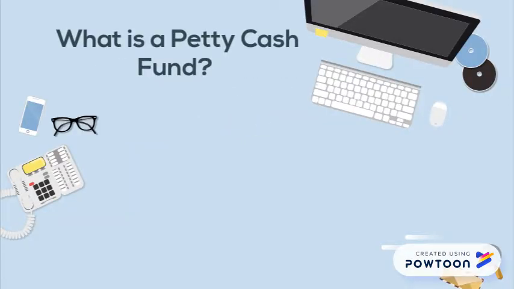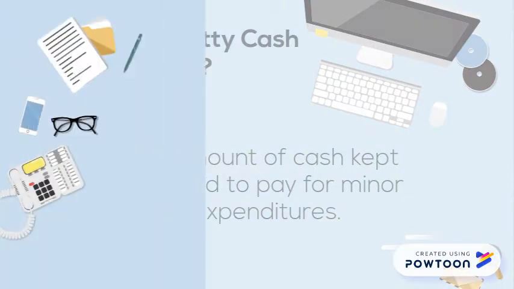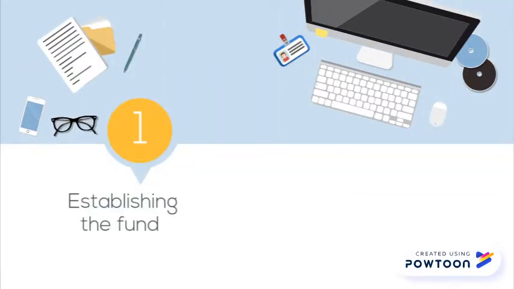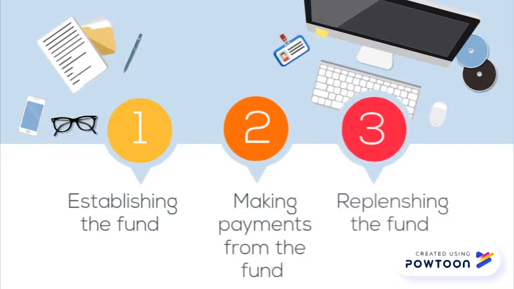First of all, Sheena needs to understand what a petty cash fund is. A petty cash fund is an amount of cash kept on hand to pay for minor expenditures. The operation of a petty cash fund involves three main activities. The first, establishing the fund, secondly, making payments from the fund, and thirdly, replenishing the fund.